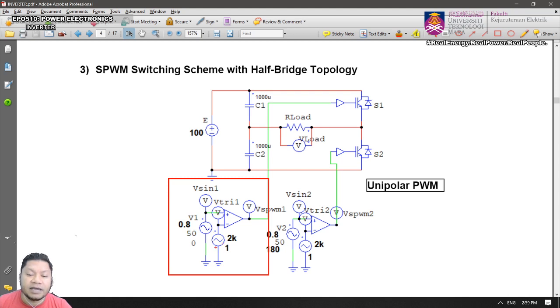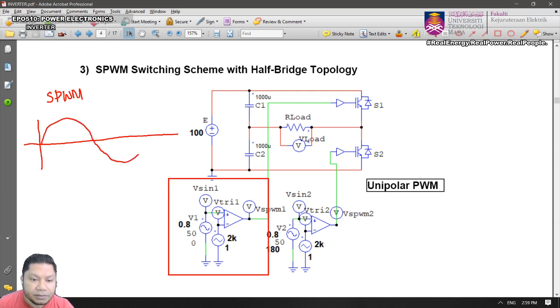And if you look at this PSIM circuit, this is a triangular signal, and we have the sinusoidal signal here. Okay, to produce the pulse width modulated signals, sinusoidal pulse width modulation, you're going to compare a sinusoidal modulating signal, and this is normally 50 Hz frequency, with the high frequency triangular carrier signal.